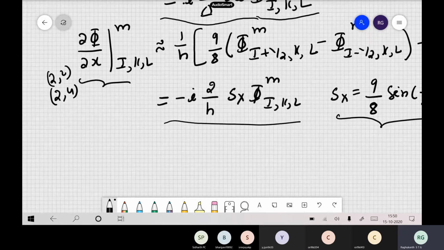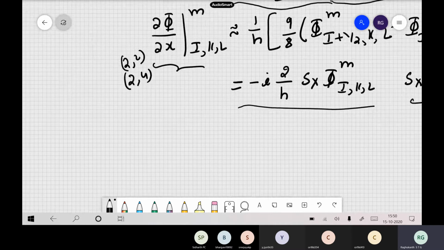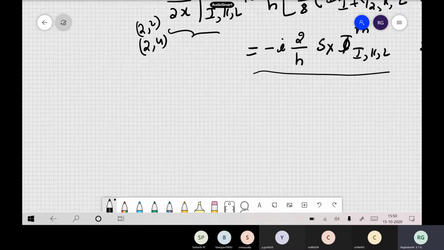Now in a similar format, I will do this for all the derivatives, okay, with respect to y and with respect to z. In 3D, you have all the derivatives there.